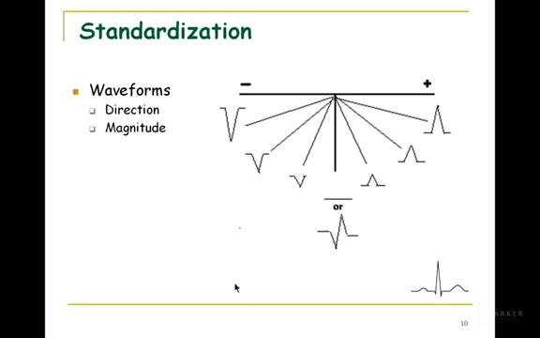First thing, waveforms, how they look, depends on direction and magnitude. So if we have an example, a negative recording electrode, we'll say it's placed here on the right wrist. We have a positive recording electrode, say placed on your left wrist. Here is my lead.